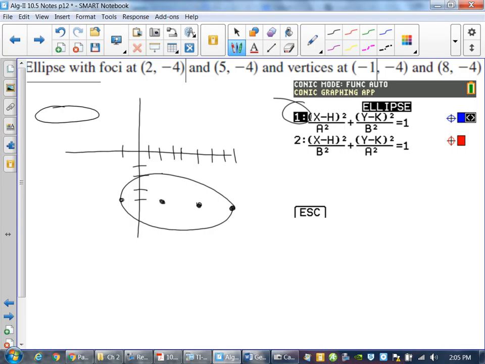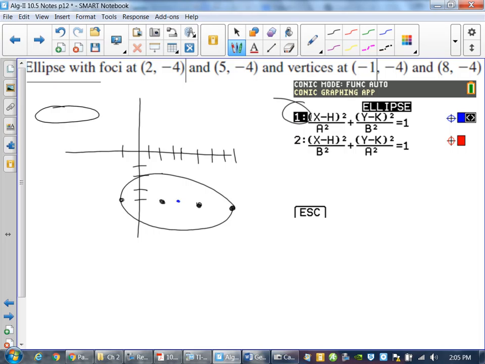What we have to identify is the center. Now, the center is always going to be the midpoint of any of these points. It's the midpoint of the foci, it's the midpoint of the vertices, it's the midpoint of a co-vertex. No matter which one it is, the center will always be the midpoint of all of those.